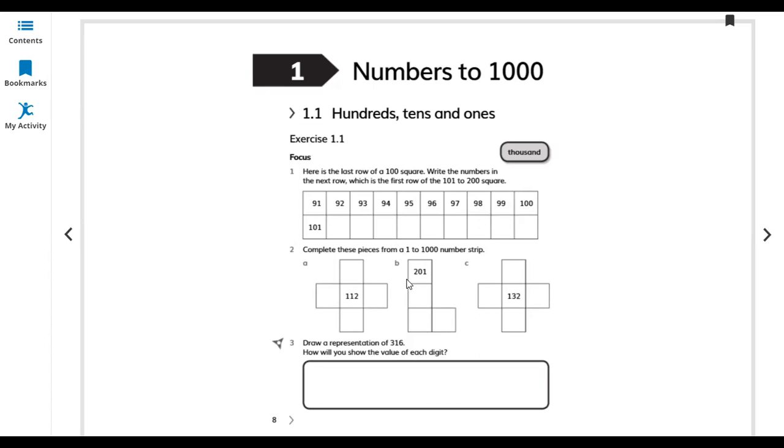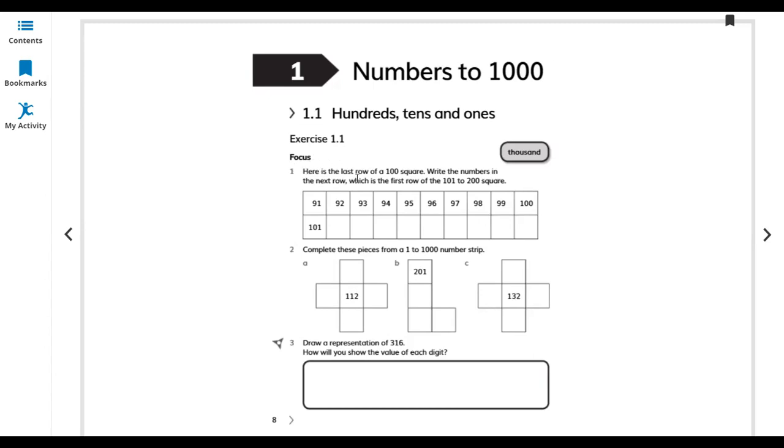Like this, 102: 1 at the hundreds place value, nothing at the tens place value. And this one, 132: 100 at the hundreds place value, 30 at the tens place value, and 2 at the ones place value. So let's start Exercise 1.1.